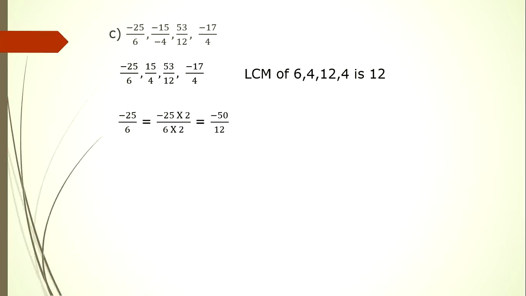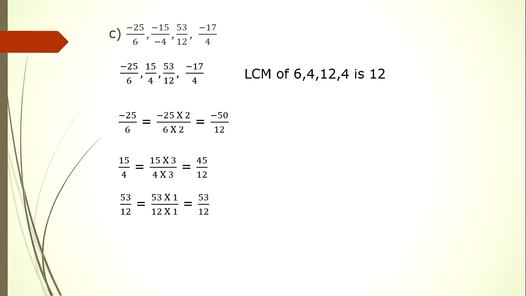So the first one, minus 25 by 6, needs to be multiplied with 2 to get minus 50 by 12. 15 by 4 is equal to 15 into 3 by 4 into 3, which is 45 by 12. Why did we multiply with 3? Yes, we have to make the denominator 12. So we need to multiply 4 with 3 to get the denominator as 12. Since we multiply the denominator with 3, the numerator also has to be multiplied with 3. So we get 15 by 4 is equal to 45 by 12.